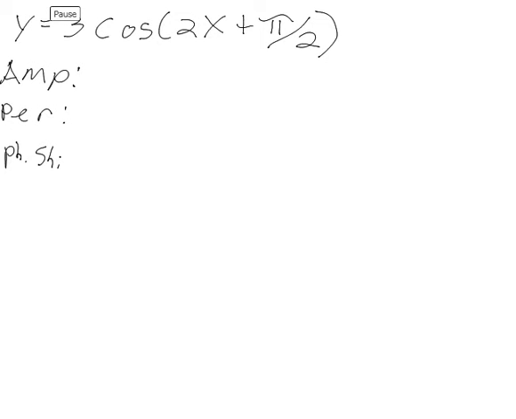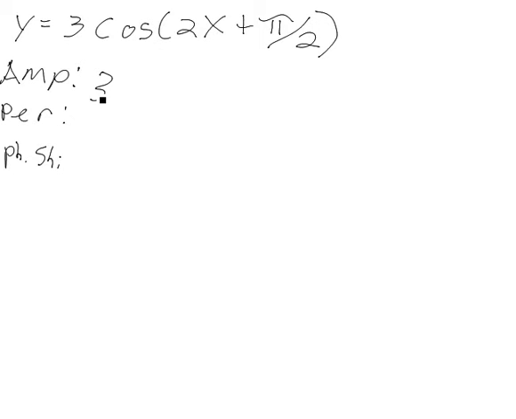Okay, so here we are asked to find the amplitude, period, and the phase shift to sketch our graph for the equation y equals 3 cosine of 2x plus pi over 2. Now, the amplitude is always the easier one to find. Consider the A to be out in front. You don't have to do anything with that one.